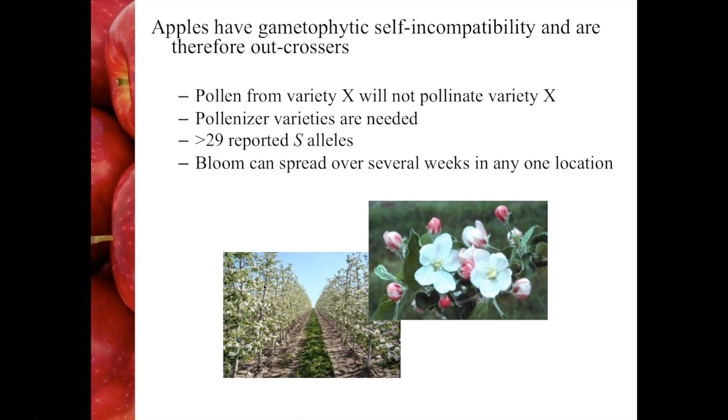When you're choosing your pollinizer variety, you have to take into account two different things. There are more than 29 reported self-incompatibility alleles in apple. So in other words, you have to make sure that the variety that you choose is compatible to your main variety. And then also you have to take into account when the varieties will bloom, because bloom on a tree can spread over several weeks in any one location. So it's important both from a commercial perspective and also for any amateur growers out there, you have to think quite carefully about which variety you choose as your pollinizer. And this obviously impacts what we do in the breeding program as well.